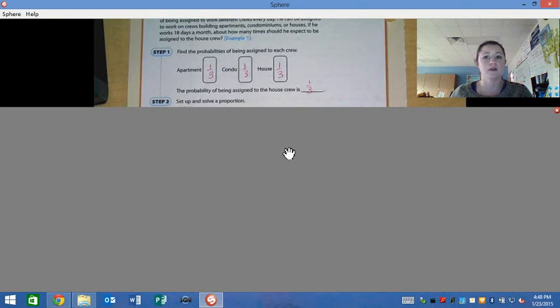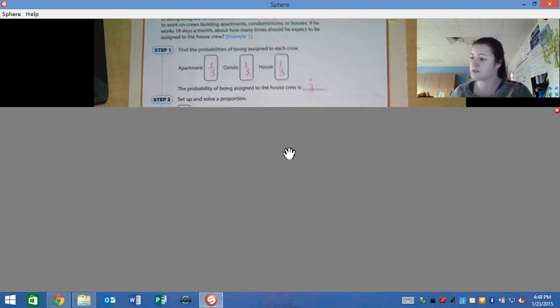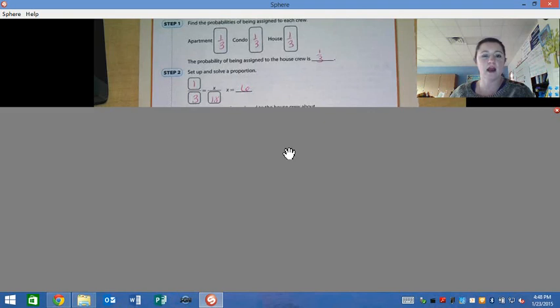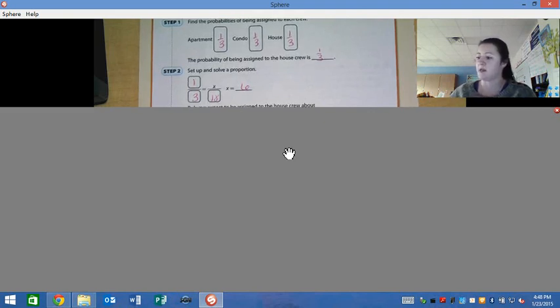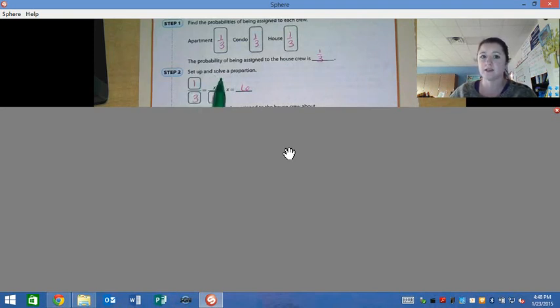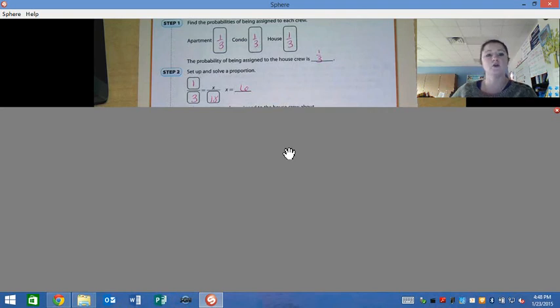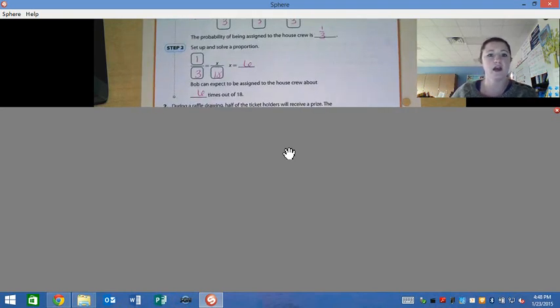So now we need to set up and solve our proportion. So we have 1 out of 3 is how many out of 18? Well, if we multiply our denominators by 6, we have to multiply our numerators by 6, and 1 times 6 is 6. So he can expect to be assigned to the house crew about 6 out of 18 times.